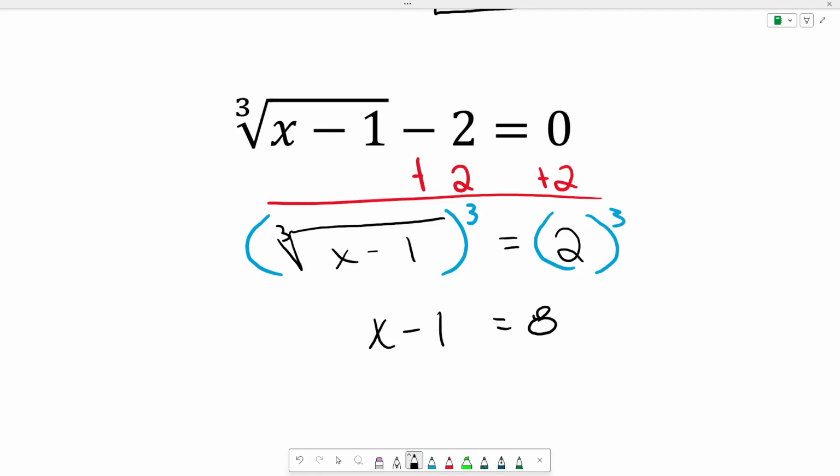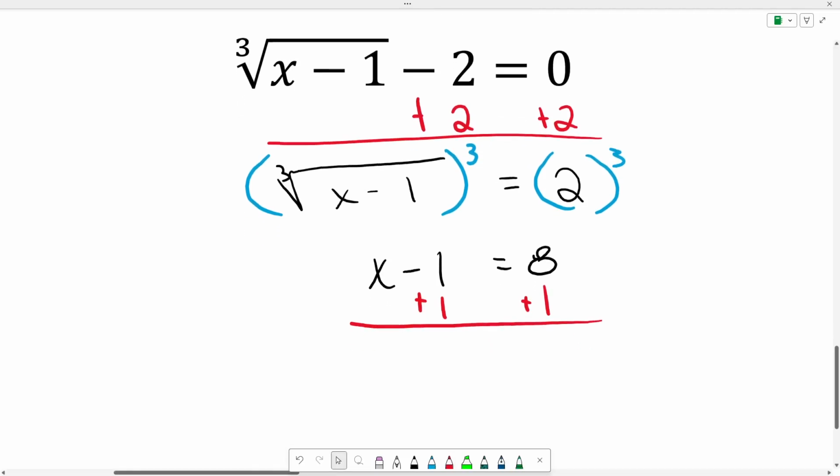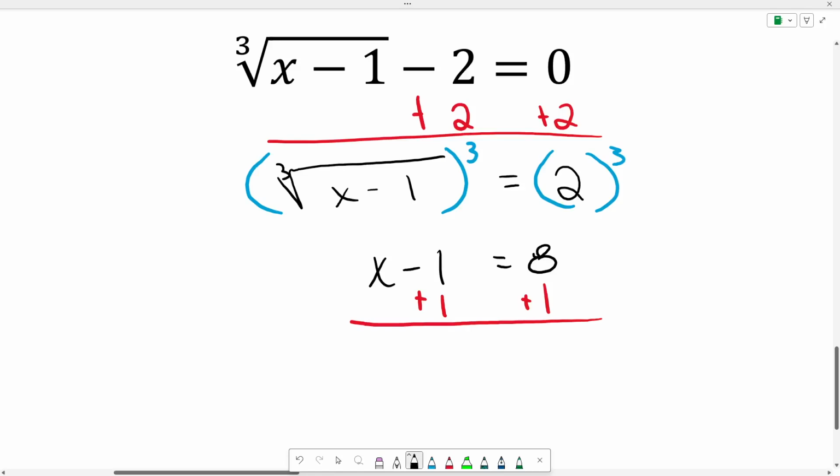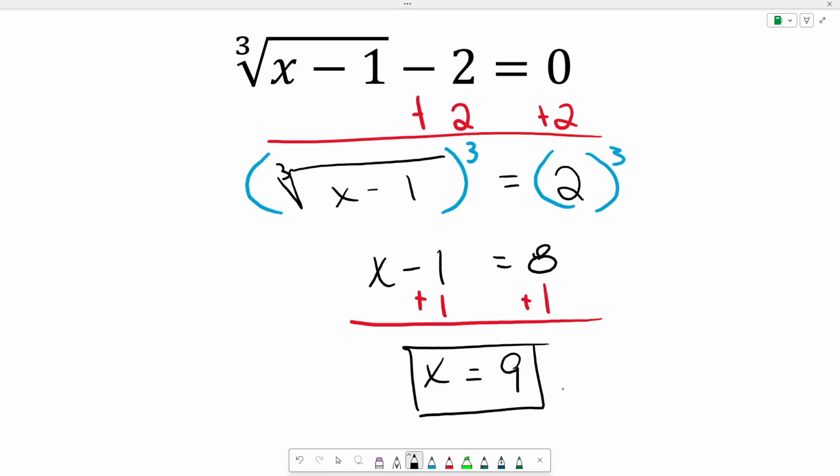Now, my goal is to get the x by itself, and I don't have it there yet. I'm going to add 1 to both sides, and I see that x is equal to 9. Stick a fork in that bad boy. He is done.